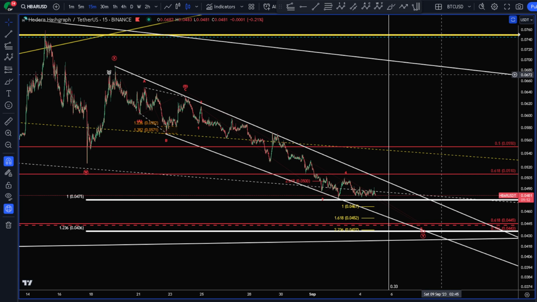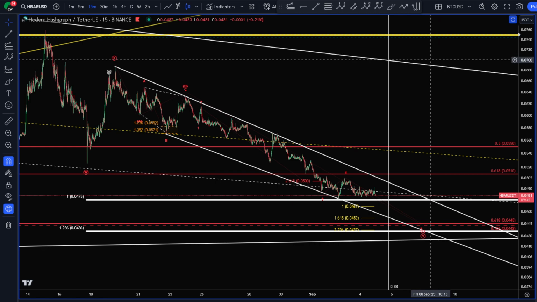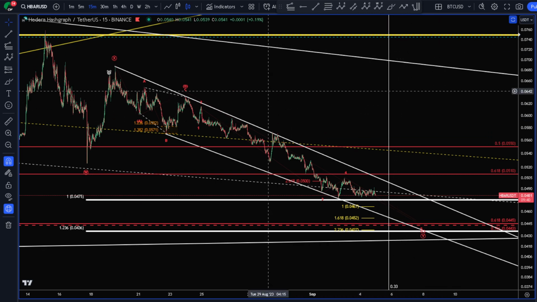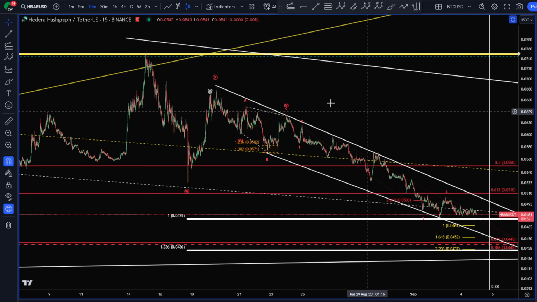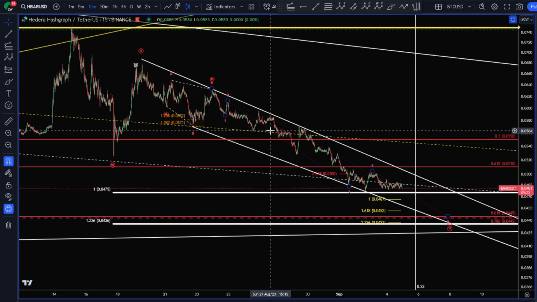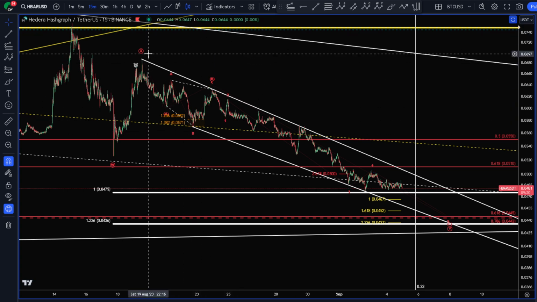Just wanted to give you guys a micro look at HBAR. You can check my previous videos for the larger term counts, but right now we're focusing on just what's going on this week down at the 15-minute levels. From our high back in August, around the 15th there, we had a three-wave move down for a W, then an X move up, three-wave move up, and we're looking for a Y wave.